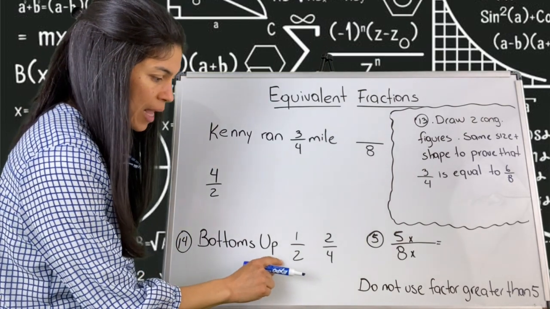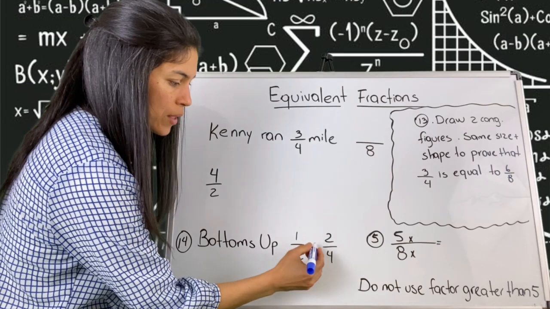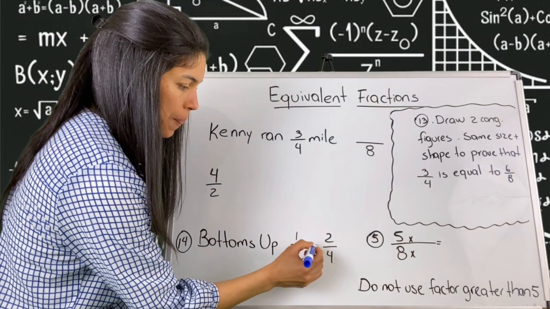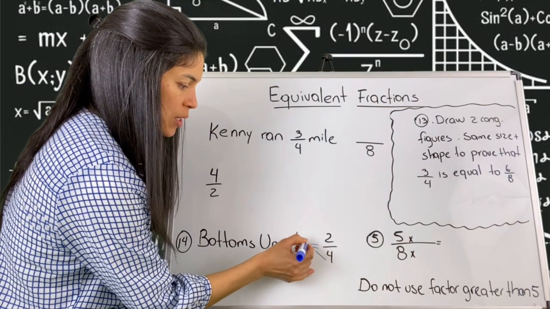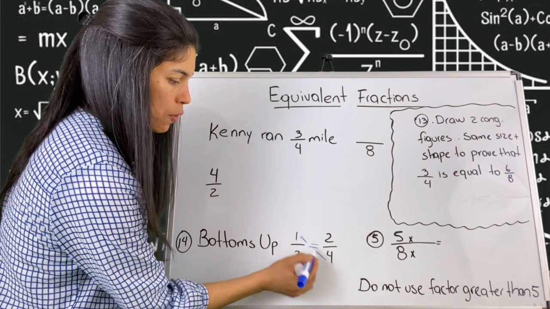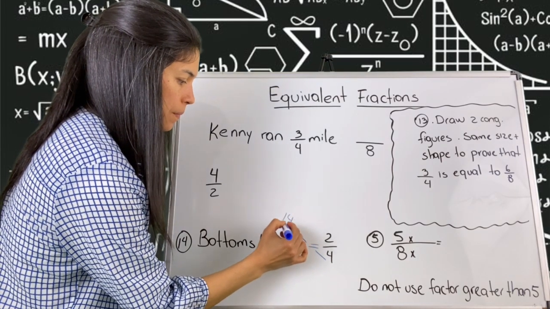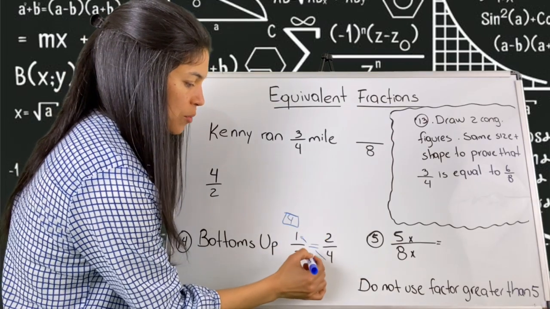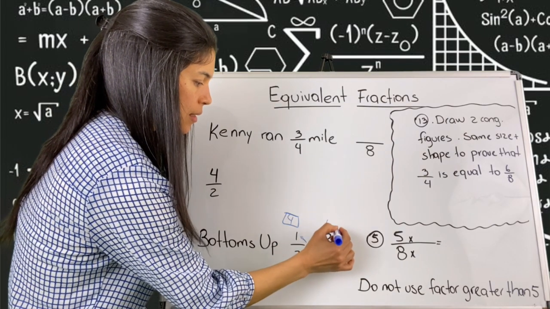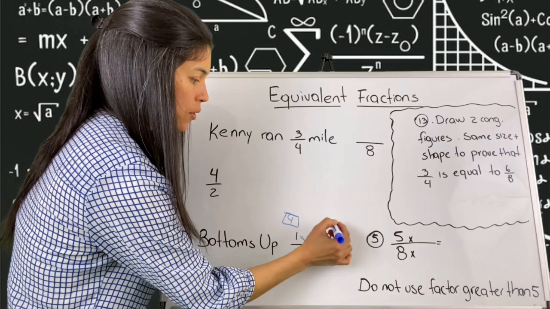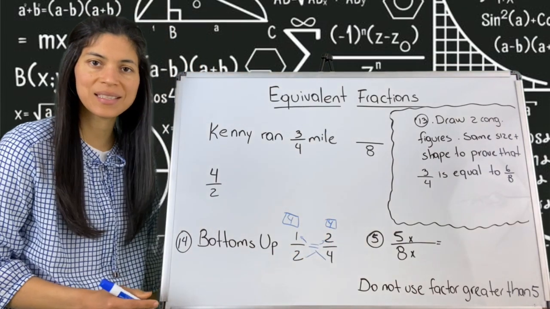When you do bottoms up, you have two fractions. You want to know if they are equal or not. So we cross multiply. 4 times 1 is 4. And then we cross multiply the other side. 2 times 2 is 4. These two fractions are equivalent.